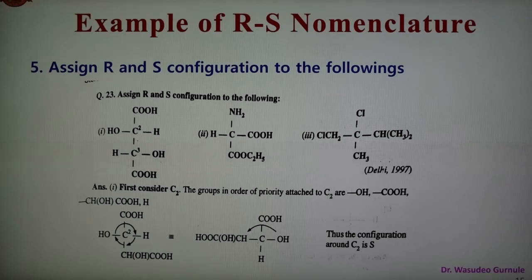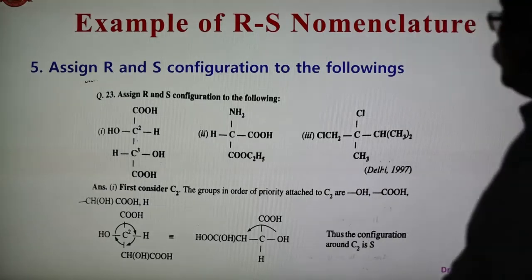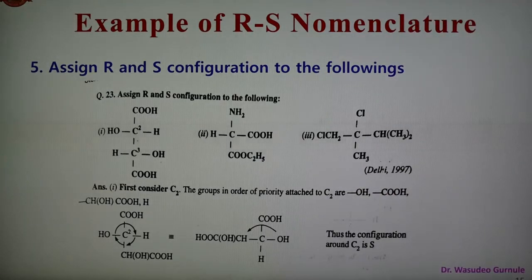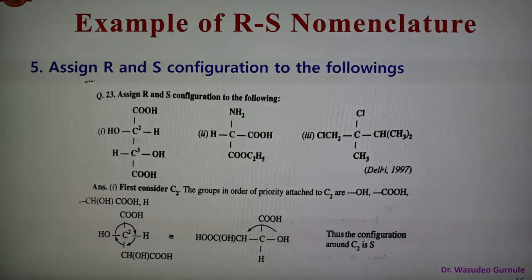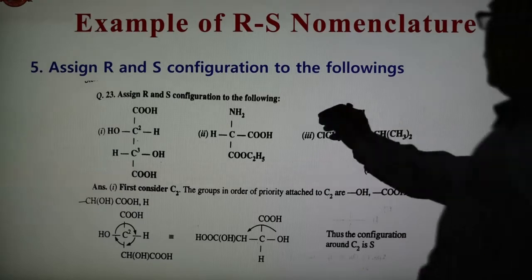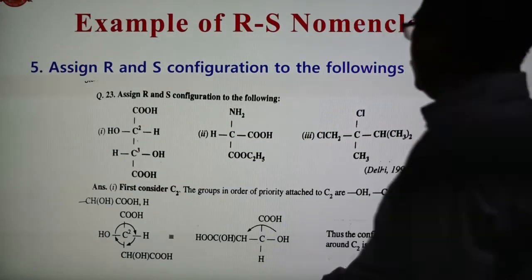Now again 3 compounds have been given here, and we have to assign R and S configuration to the organic compounds. The first compound is given here. This is carbon 2, this is carbon 3. Both are asymmetric carbon atoms. Here is only 1 and this is 1. So in case of the first, we have to consider C2. So 1, 2, 3, and this is the fourth.